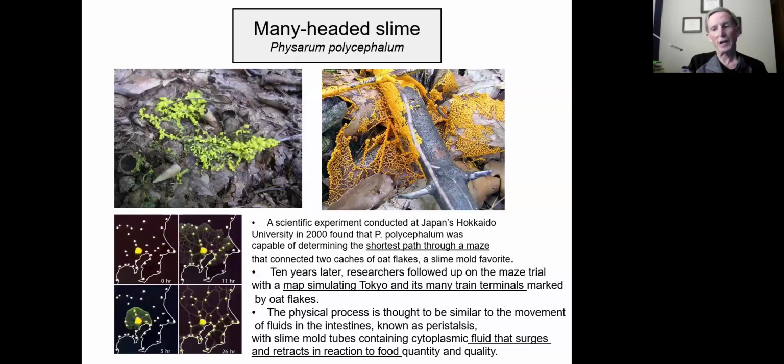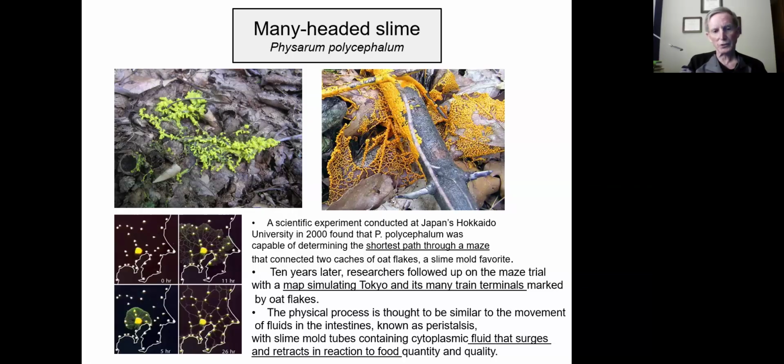And finally, this is our last slide. Many-headed slime. This is the one that grows looking for food, and it can get very slimy. Here are two pictures I've taken over the years. On the lower left is a phenomenon you may have seen in the news, where they put oat flakes in locations that were the train station depots around Tokyo.